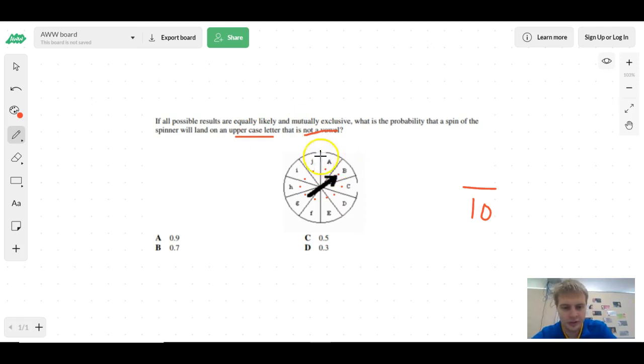So that would be a vowel, so that one's gone. That wouldn't be a vowel, so I'm good. That wouldn't be a vowel, so I'm good. Good, not good. So then we know that we would have 1, 2, 3 out of 10. So that would be 3 out of 10, or that would be 30%, or 0.3. And that would be my final answer right there. Let's do the next one.